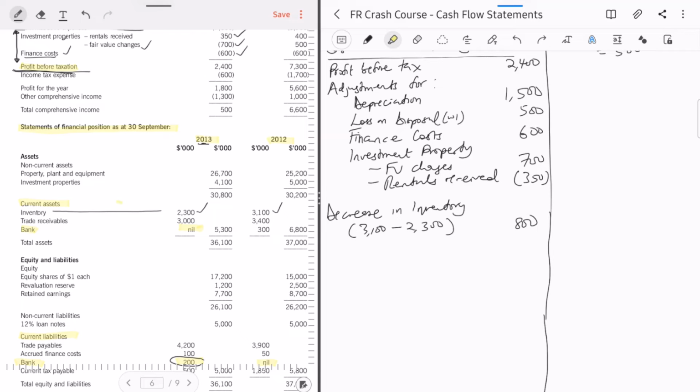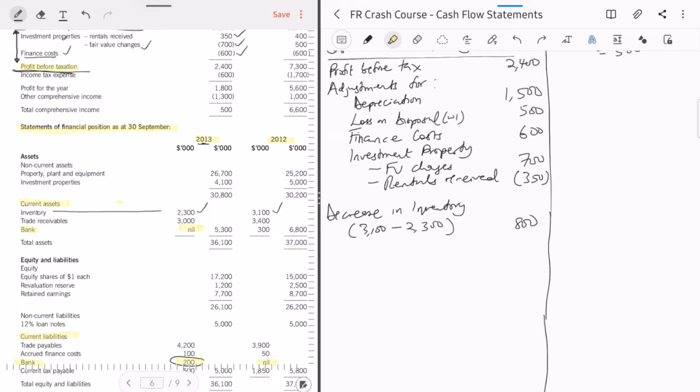Another way you can learn this is what I do personally. Or in fact, let me finish everything and then I'll use the trick to get this faster for you. So we've done inventory. Remember I told you it's inventory, receivables, and payables. So let's look at receivables as well and see, has it increased or decreased?